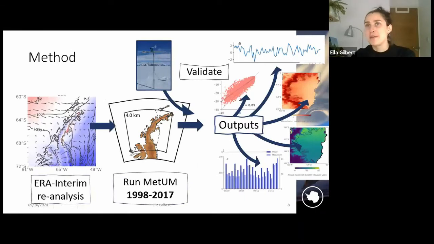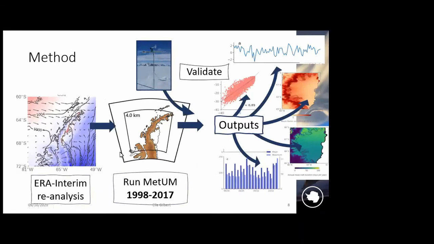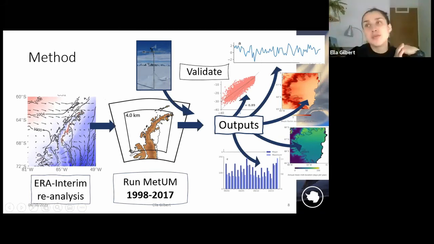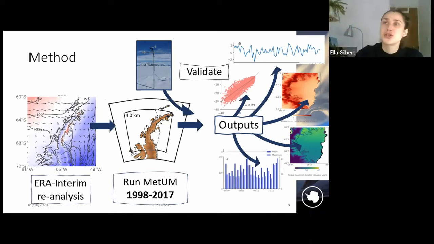So overall, this is a general schematic of the method. I'm forcing this global scale MetUM model with ERA-Interim reanalysis data for the period 1998 to 2017. And ERA-Interim is shown to be probably the best all-rounder in terms of the reanalyses in the Antarctic Peninsula region. Then I'm using that information to drive that global model. The inner domain takes its lateral boundary conditions, so around the edge, it takes all the stuff that's going on in the global domain and uses that to run the simulation at much higher resolution over this specific region that we're interested in. I do this every 12 hours.